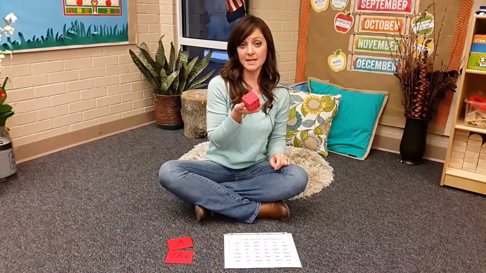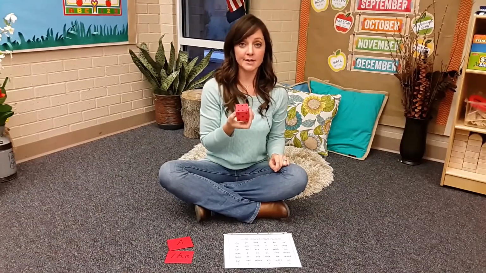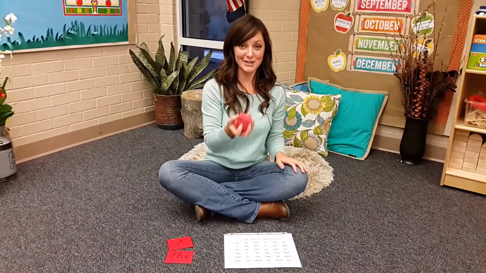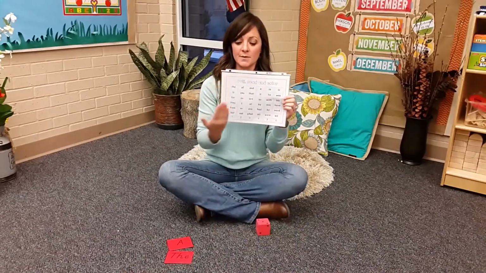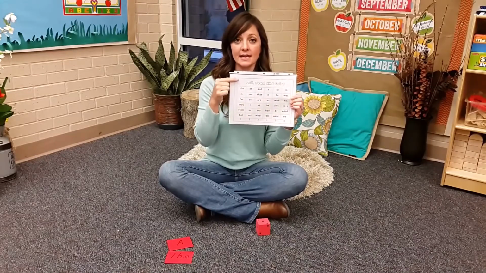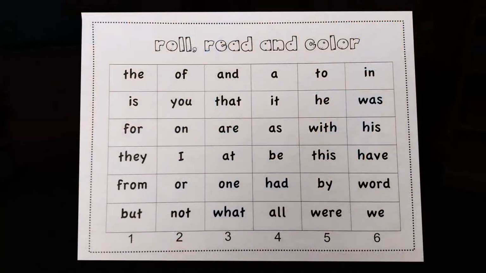I have a simple dice. You can use any kind. My goodness, you could even use a rock and draw the dots on the rock. All they need to do is roll the dice, and I have a form. On my form, there are columns, and then in each of those columns are sight words. Of course, you can change and manipulate this sheet to whichever sight words you're working on.